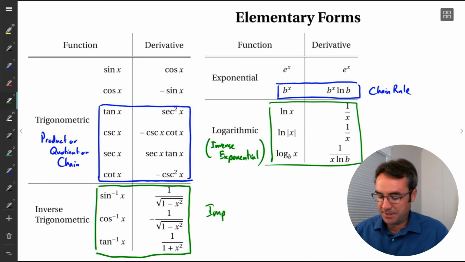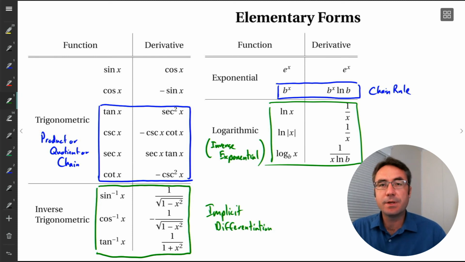Yeah, implicit differentiation. That's what we're going to use for those inverse functions. So really the 3 building block derivatives here are sine and cosine and e to the x. And we'll be able to prove basically everything else off of those 3 main derivatives here.